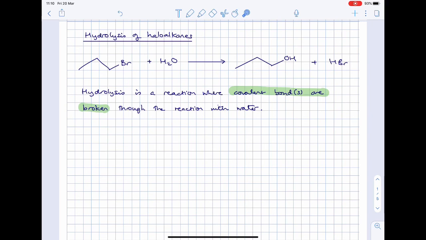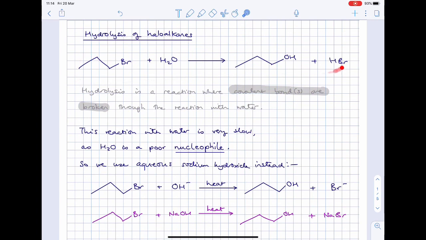with water. So in the hydrolysis of haloalkanes, we have the covalent bond between the carbon and the halogen being broken, and it's replaced by the hydroxyl group, and this hydroxyl group comes from the water, and the byproduct of this reaction is hydrogen bromide. So this is effectively the reverse reaction of preparation of haloalkanes from alcohol. The reverse is the alcohol reacting with hydrogen bromide to give us the haloalkane. So this is the reverse reaction of the one we saw yesterday.